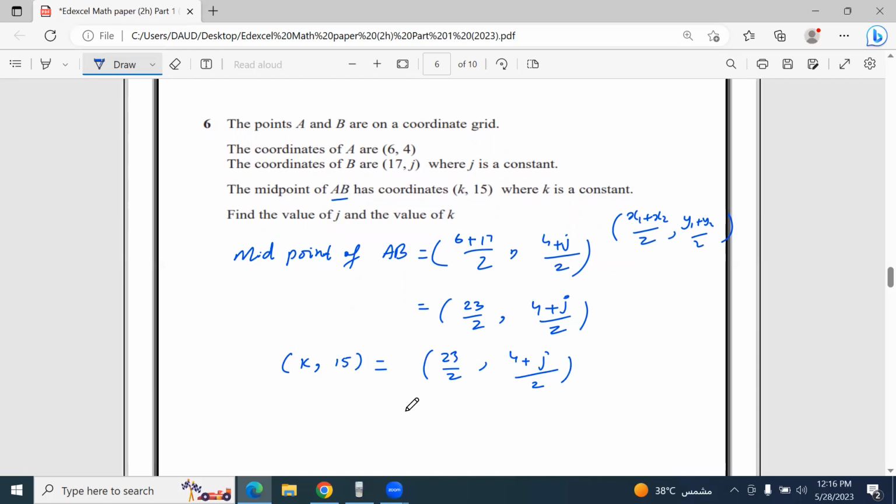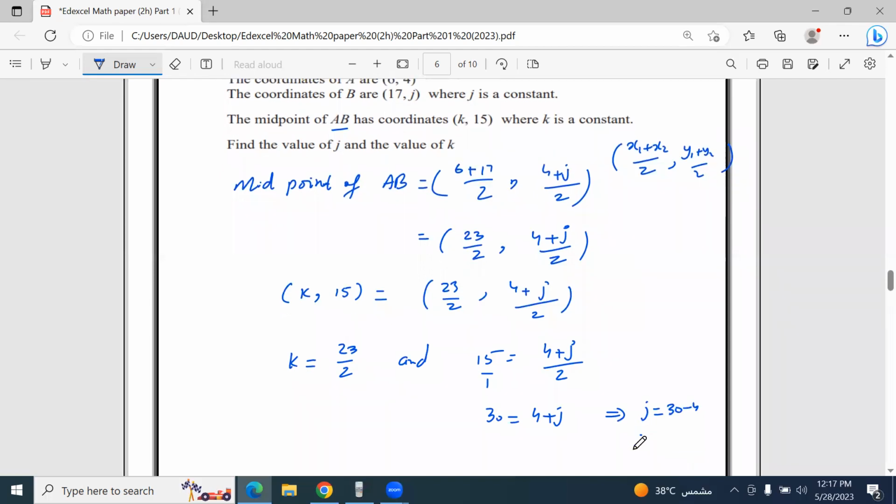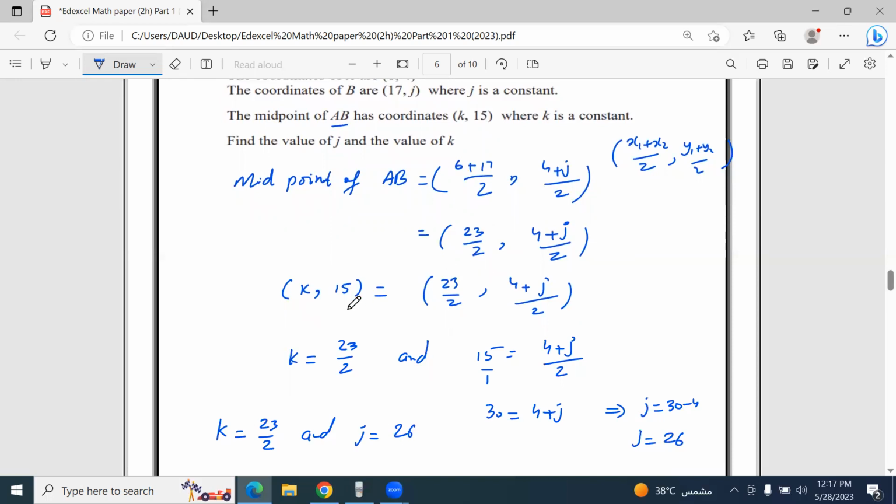So as they are equal, by comparing, we can say that k is equal to 23 over 2 and 15 equals 4 plus j over 2. So by cross multiplying, 15 multiplied by 2 is 30. So 4 plus j equals 30, it means j is equal to 30 minus 4. That gives me j is equal to 26. So we found the value of k, which is 23 over 2, and j, which is 26. We found both values of k and j.